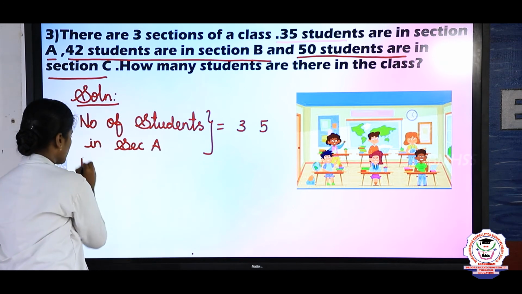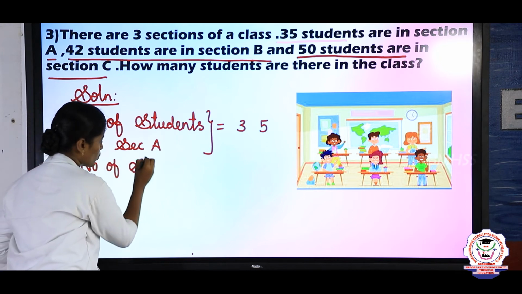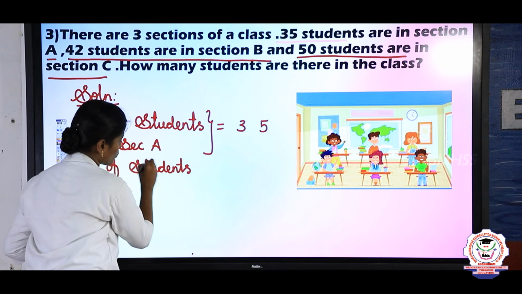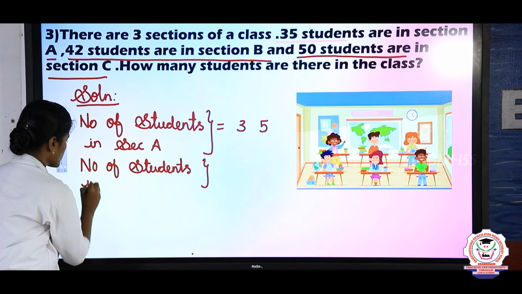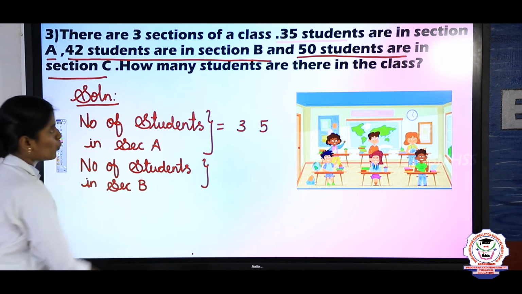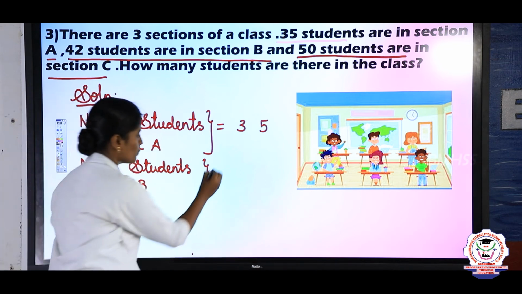Next one, number of students in section B. In section B we have 42 students. So write here 42.